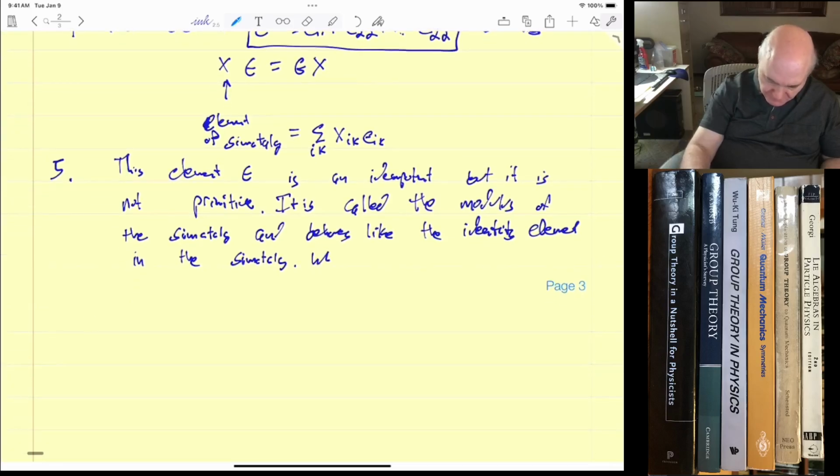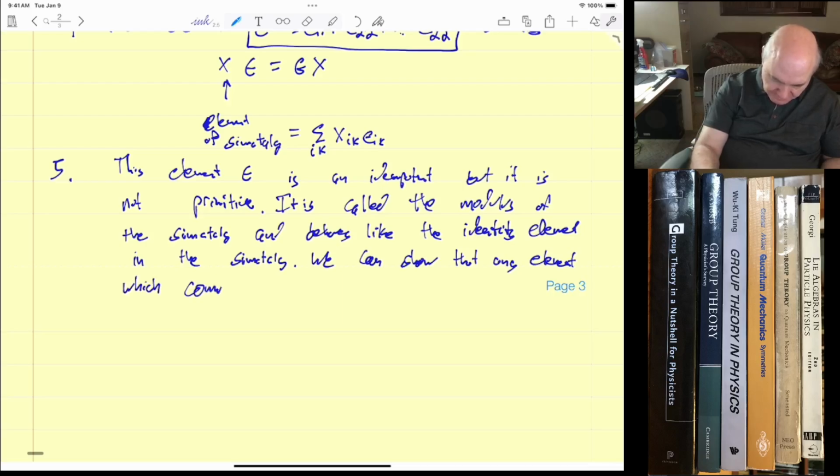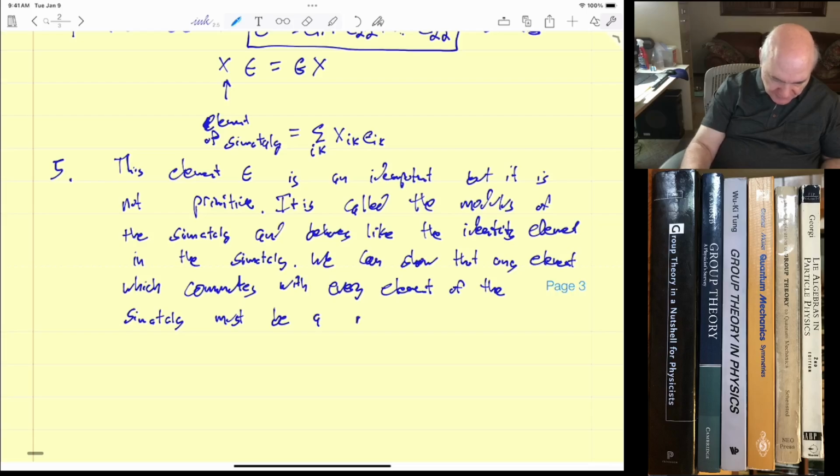And we can show that any element which commutes with every element of the simple matrix algebra must be a multiple of the modulus epsilon.